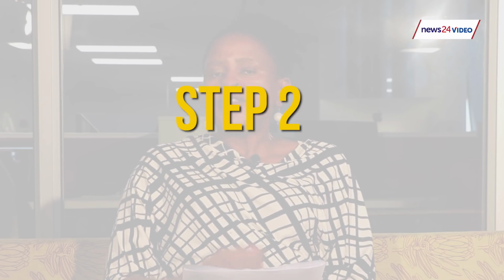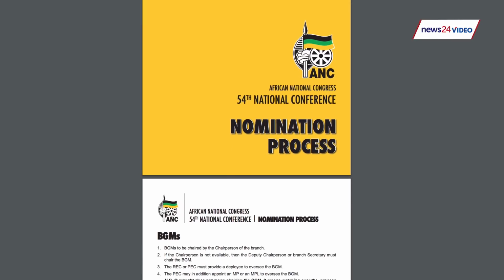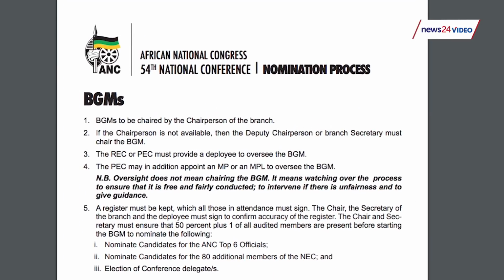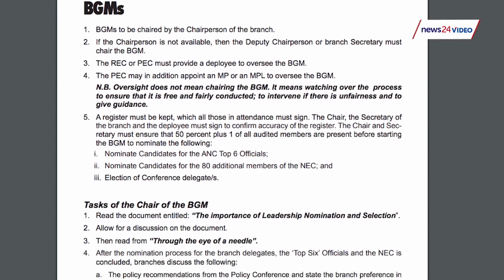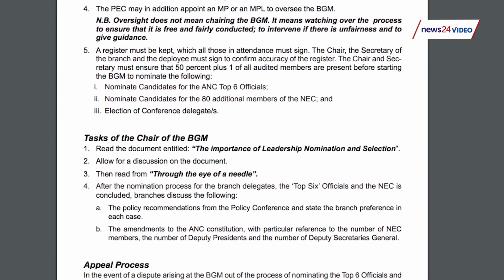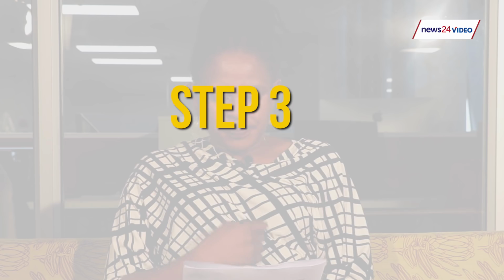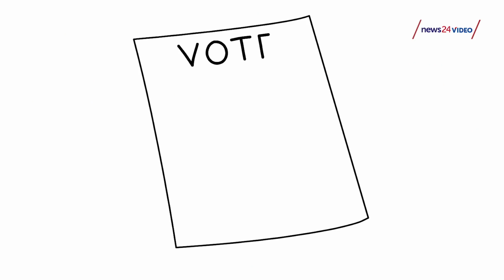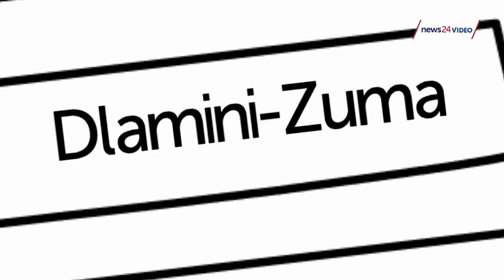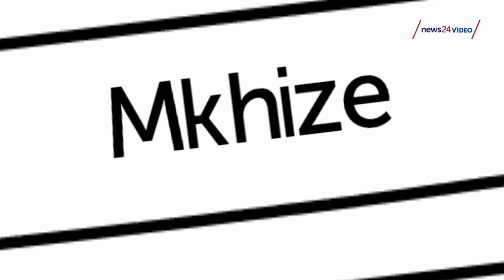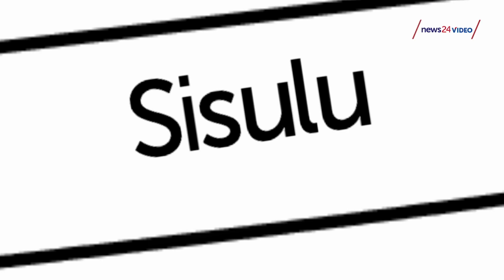Step two, the branch will hold a branch nomination meeting. And that meeting must collate, which means that 50+1 of the branch members must be present at that meeting. Step three, branch members would then nominate who they want to be in the top 6, but also the National Executive Committee of the party. If there's more than one person nominated for a position, then the chair of that meeting calls for a vote. The person who emerges with more votes then becomes the candidate of that branch.